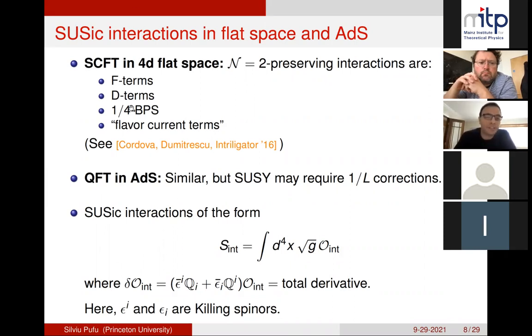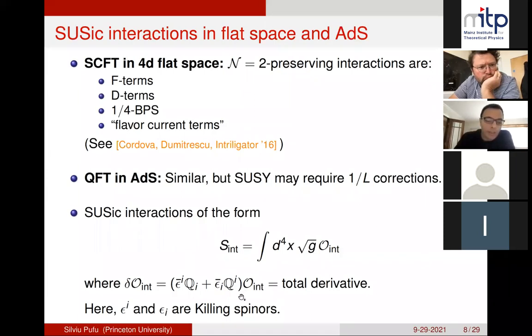Let's just study the analogs of these interactions in AdS and see which of them are Q-exact and which ones aren't. Okay. So what's a supersymmetric interaction? A supersymmetric interaction is some integral over AdS of some operator, with the property that if we take the supersymmetry variation of that operator, we should get a total derivative, such that the supersymmetry variation of the action vanishes.